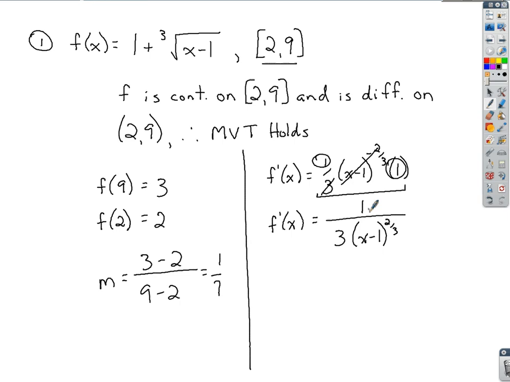So what we do at this stage is we take our derivative and we set that equal to our slope, and in doing so we'll be able to find our value of c that we're looking for, which will ultimately satisfy the conclusion of the mean value theorem. So if we set those two pieces equal, 1 over 3 times that quantity of x minus 1 to the 2/3, that equals that slope of 1/7.